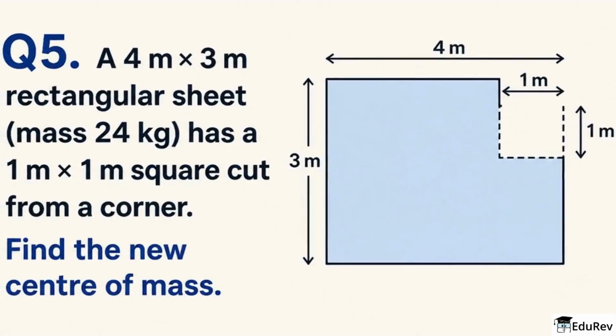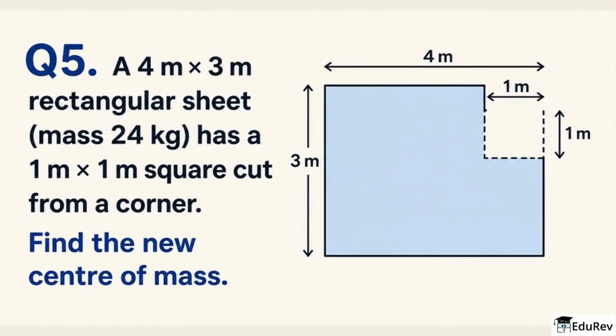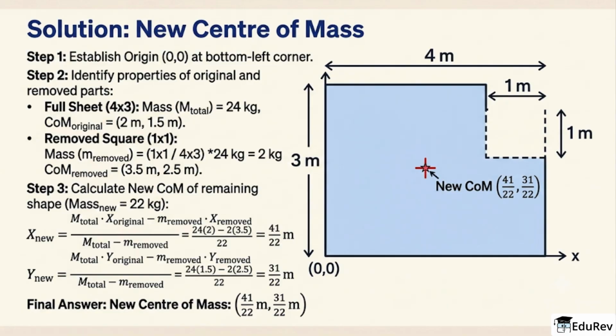Question number 5 asks about a 4 by 3 meter rectangular sheet, mass 24 kilograms, with a 1 by 1 meter square cut from a corner. Find new center of mass. Step 1. We begin by establishing a coordinate system. Let's set the origin point 0, 0 at the bottom left corner of the shape.